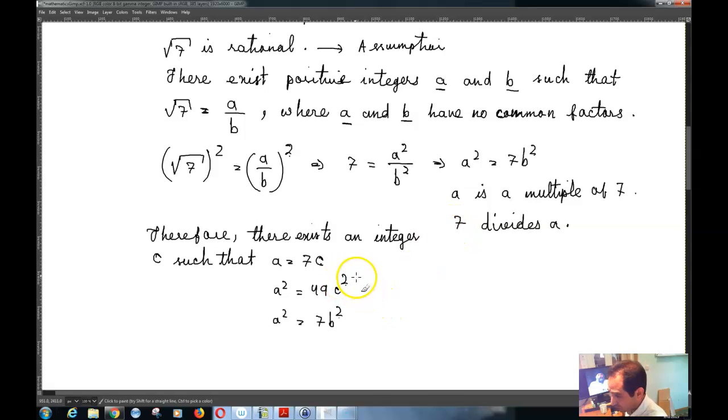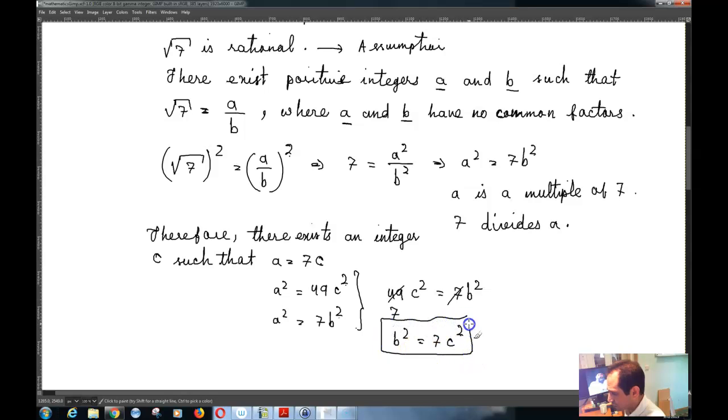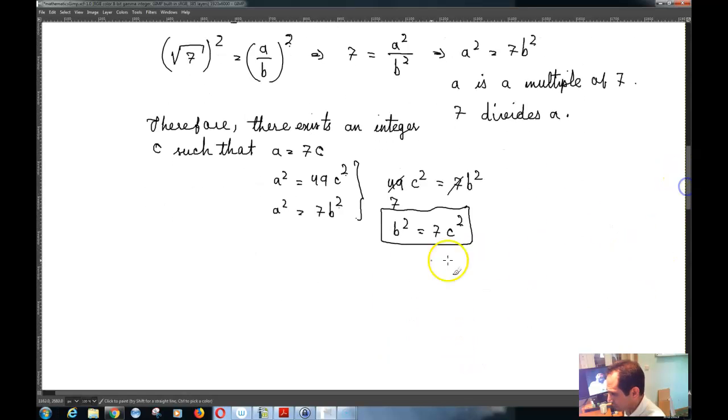So using these two, what you can conclude is that 49 times c squared is equal to 7 times b squared, because both of them are equal to a squared. Then you can simplify, divide by 7, and you will get b squared is equal to 7 times c squared. Now if b squared is equal to 7 times c squared, that means that 7 divides b as well.